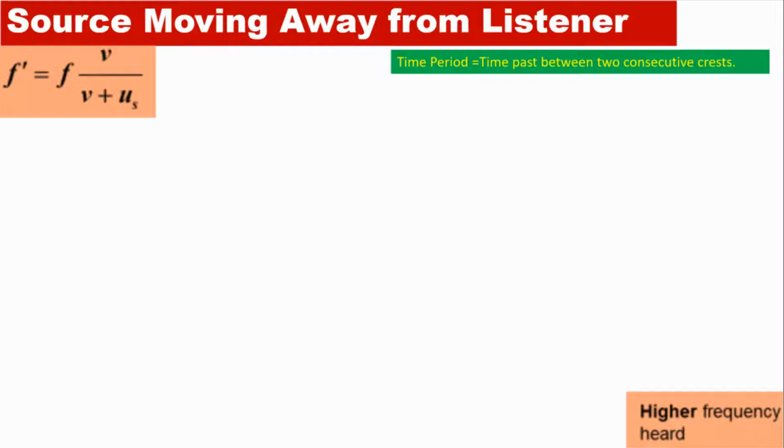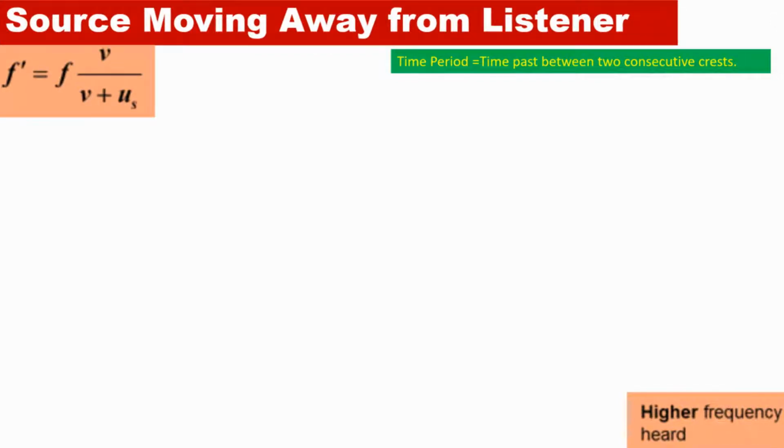Now we will use our understanding of these two concepts and derive the Doppler equation when the source is moving away from the listener. Let's try to understand what is happening when a source of sound is moving away from the listener and the listener is at rest. Let me explain this with a nice animation. Watch this carefully and try to observe what is happening.